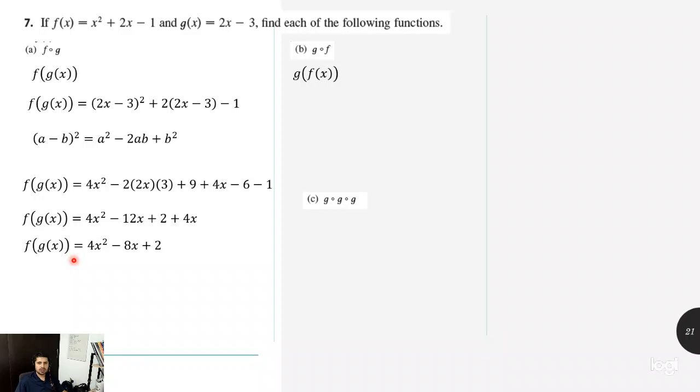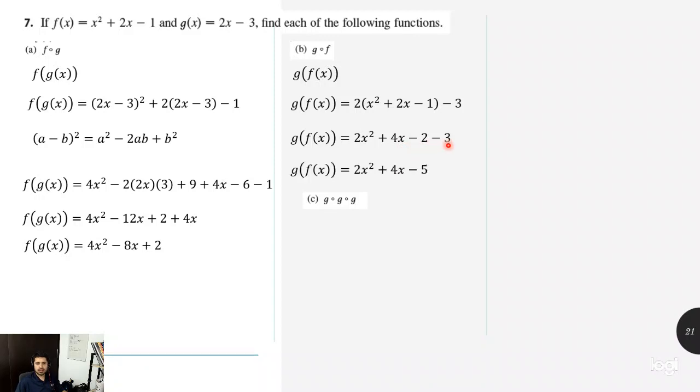The other one should be the opposite. In the part where you have the x here, you replace it with this. So instead of putting x, you put x squared plus 2x minus 1. So we just multiply by 2, by the distributive law, 2 times x squared plus 4x minus 2 minus 3, and at the end of the day we finish with minus 2 minus 3.